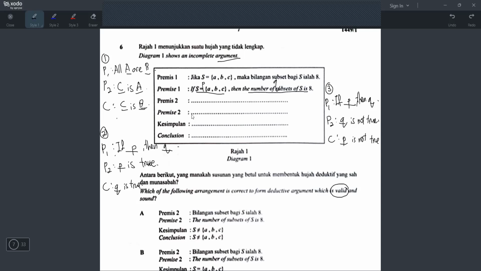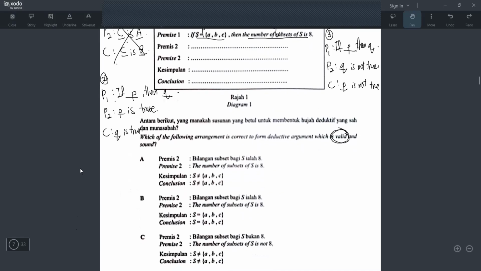Okay? So can you tell me, if premise 1 is this, if something then something, obviously it's not type 1, it's either type 2 or type 3, right? So there's only 2 possibilities. In premise 2, either I write P is true, and then for the conclusion I write Q is true. Or premise 2 can be Q is not true, and the conclusion P is not true, right? So remember, valid means it has to follow one of the 3 formats. So let's look at ABCD and see which one is the answer.